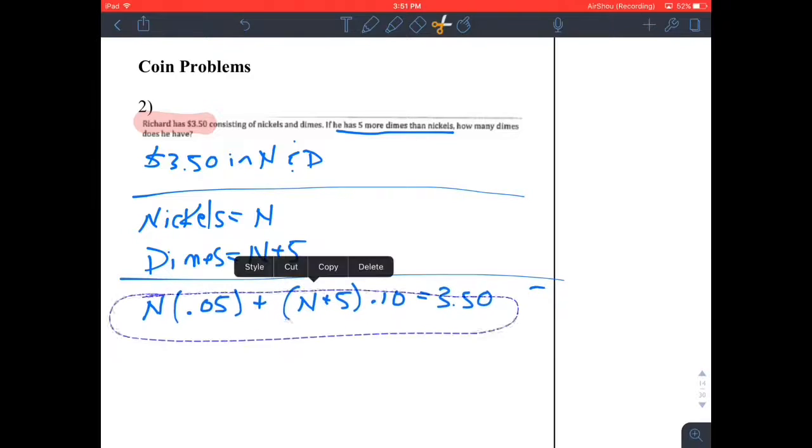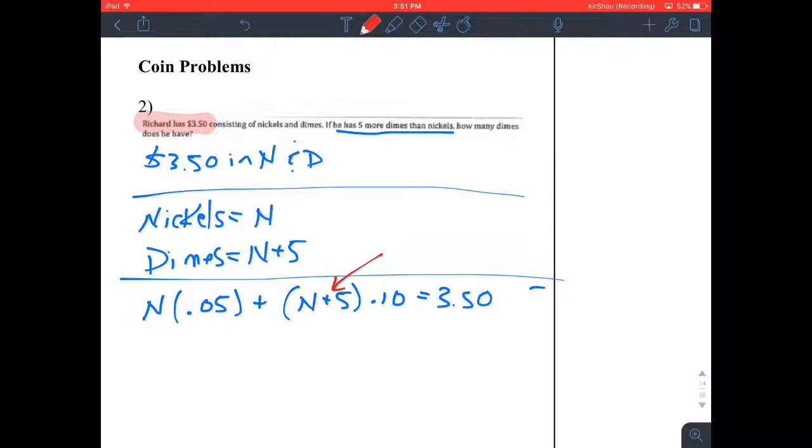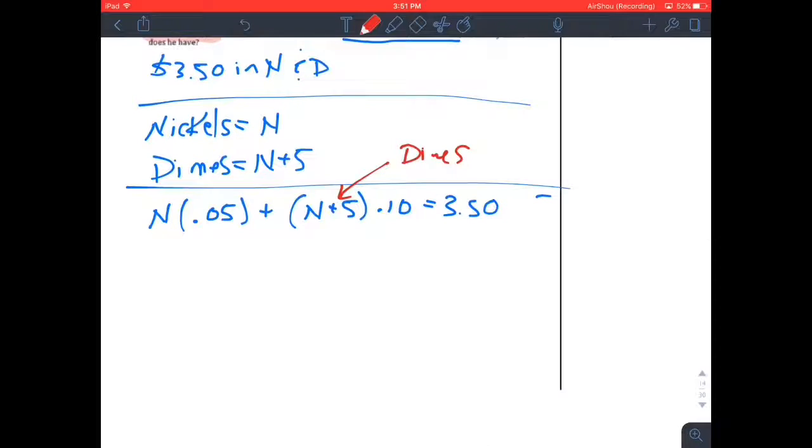Just like to point out here, to make sure this is clear, N plus 5, that's the number of dimes. So let's say, for example, that he had 5 dimes. It'll be 5 times 10 cents, be 50 cents. That's how that works. Trying to solve the equation for N.